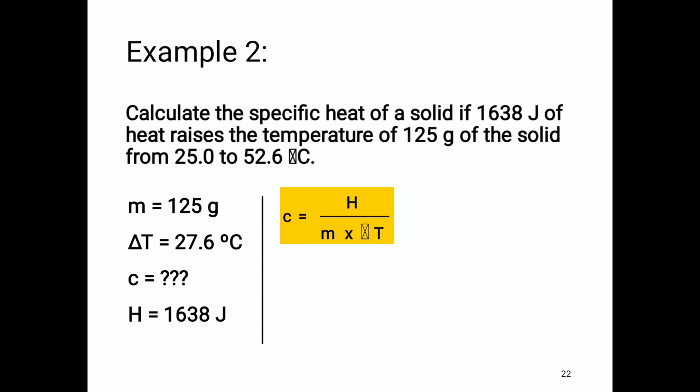So given data is mass, which is 125 grams. Temperature difference: you have to raise the temperature from 25 to 52.6. So ΔT is 52.6 minus 25. You will get the temperature difference of 27.6 degrees centigrade. Now a specific heat is asked, and the heat which is transferred is given as 1638 joules.